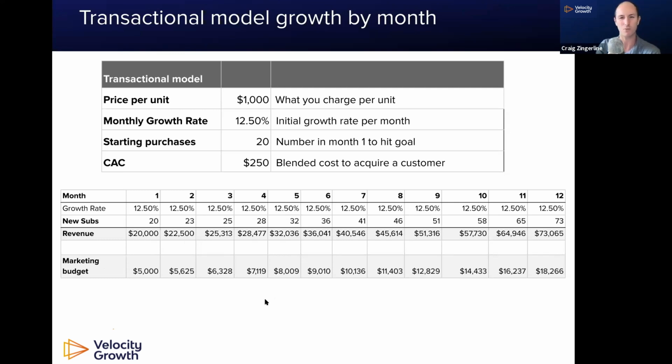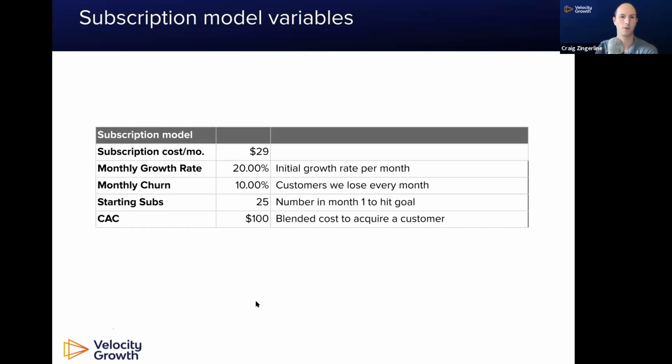Again, this is not meant to replace a P&L, but I want to get a sense just directionally. What's my revenue based on what I think? What's my budget going to need to be? What are my capital needs? What does my hiring look like? So in the subscription model, we add in this cost per month basis, and we also have a monthly growth rate, and then we've got a monthly churn rate.